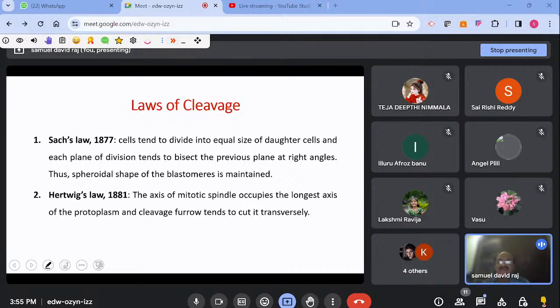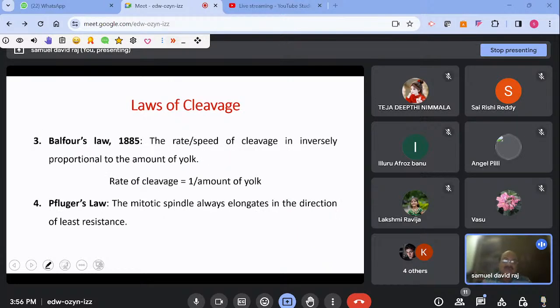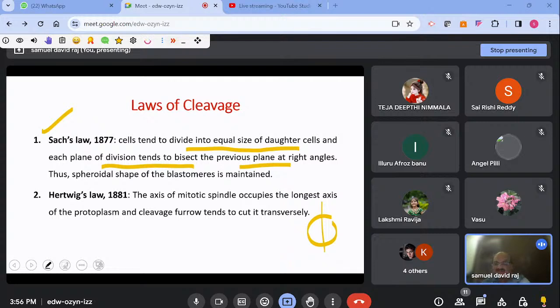Sachs law states that cells tend to divide into equal size of daughter cells, and each plane of division tends to bisect the previous plane at right angles. So, if this is the first division, the second division is at right angles to the first division. Thus, the spheroidal shape of the blastomeres is maintained. That is what Sachs law says. Actually, based on these four laws only, these planes we have devised later.